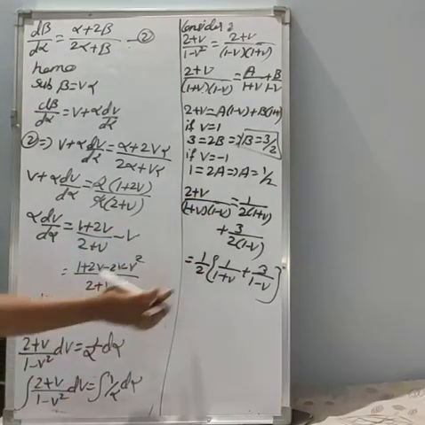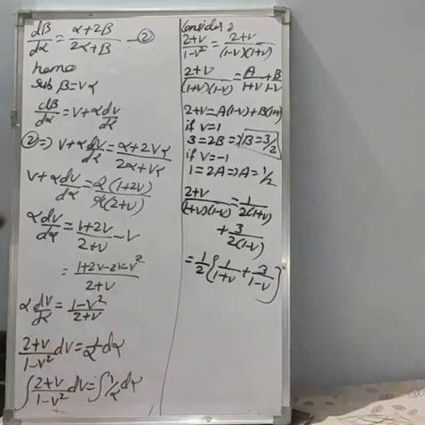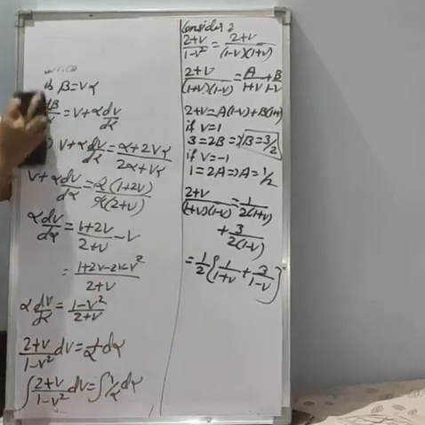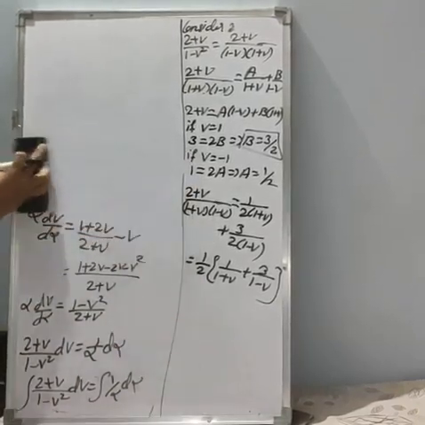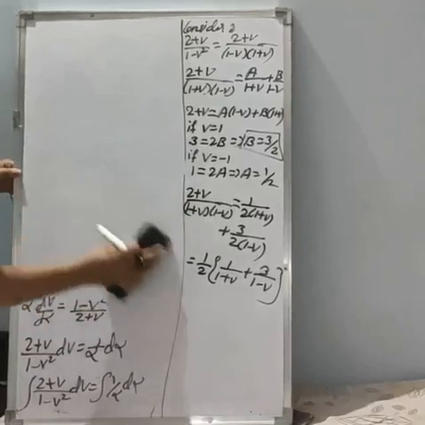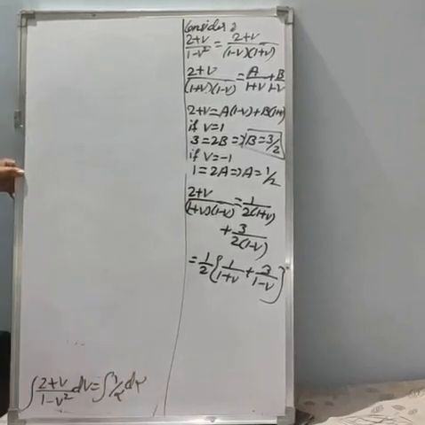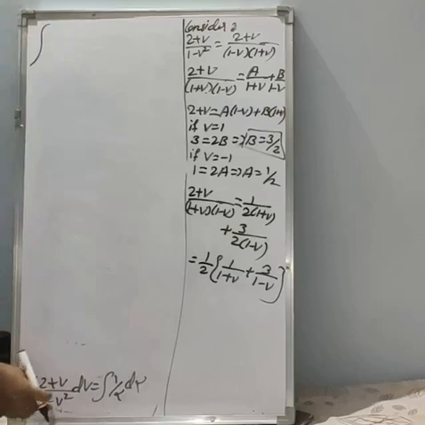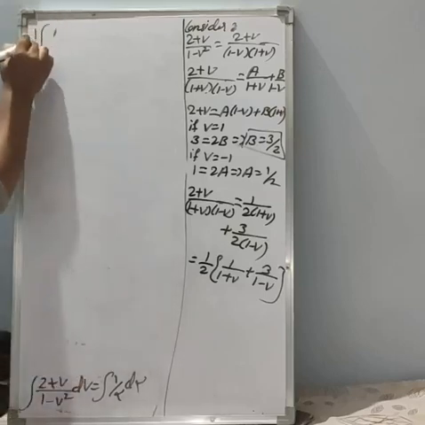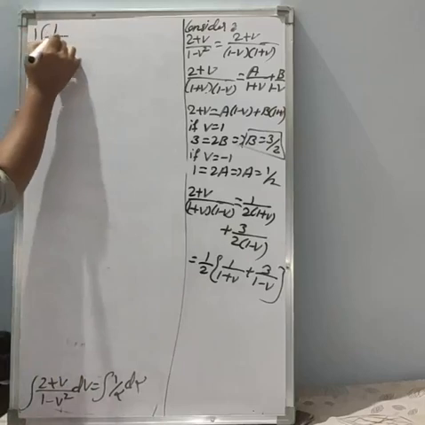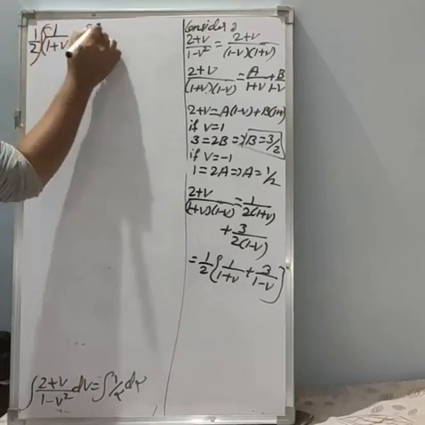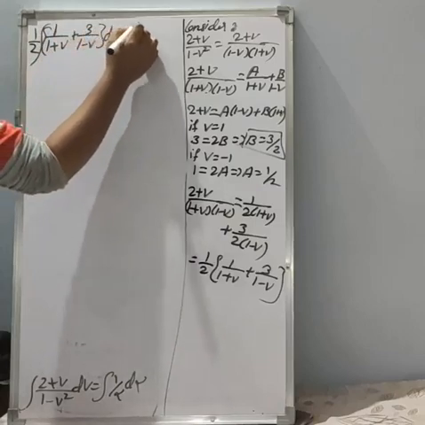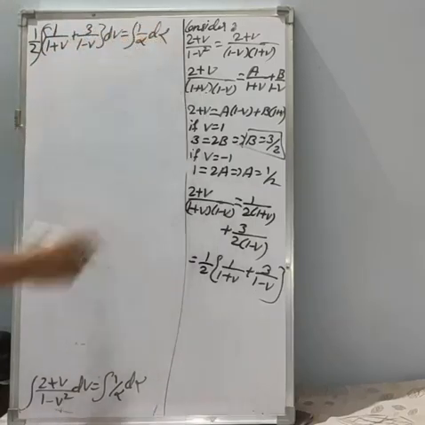So substitute this value, this is equal to this value. So we will get the integration of, substitute this value, 1 by 2, take 1 by 2 outside, it is a common constant, 1 upon 1 plus v plus 3 divided by 1 minus v with respect to dv, is equal to the integration of 1 upon alpha d alpha. Okay, this is the integration. Now we can integrate very easily.